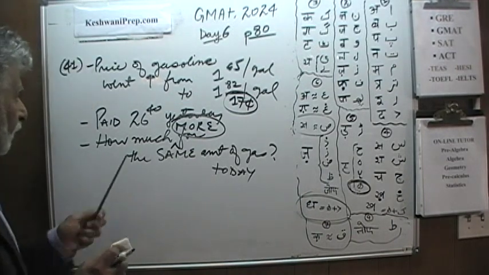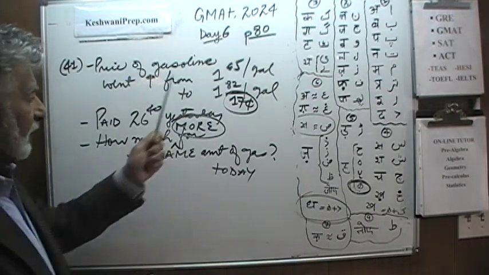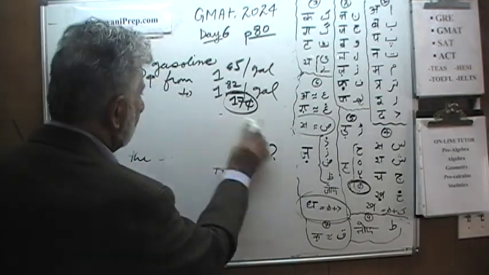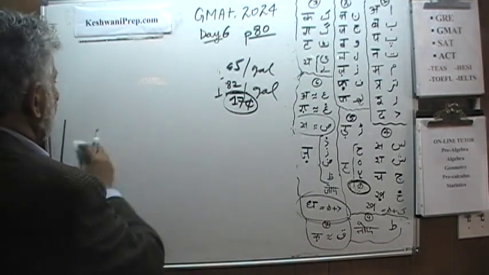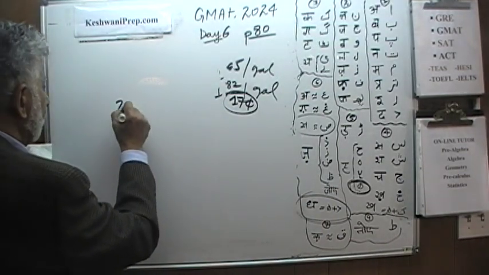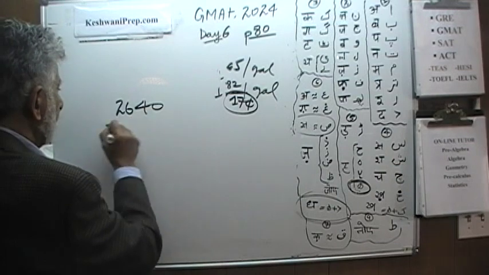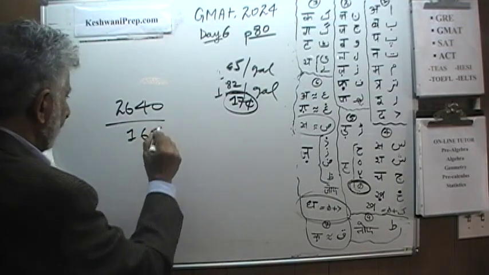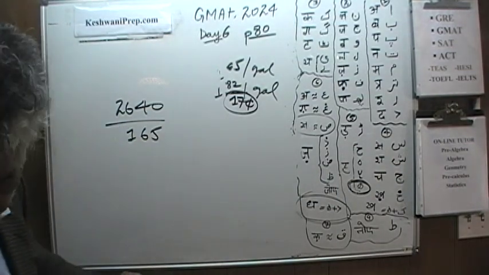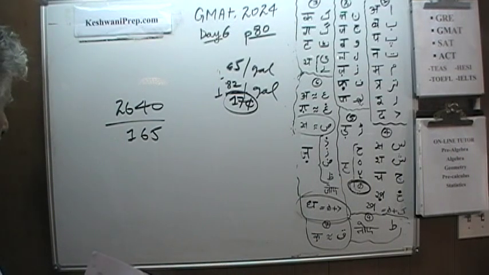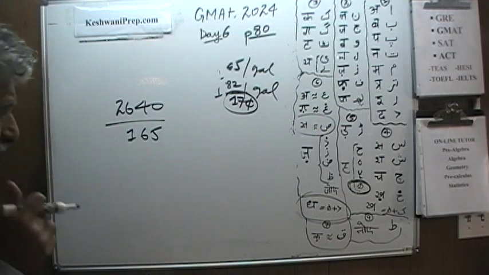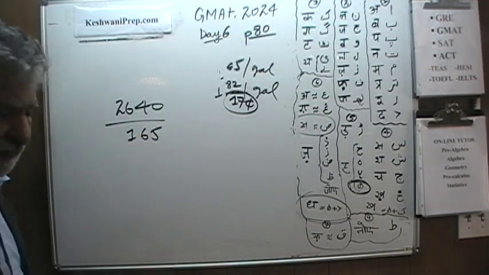Let's do it together. So we need to divide $26.40 by $1.65. Okay, let's begin. I'm going to start out by dividing by 5. This seems logical. The ends are 0 and 5. Let's divide by 5.